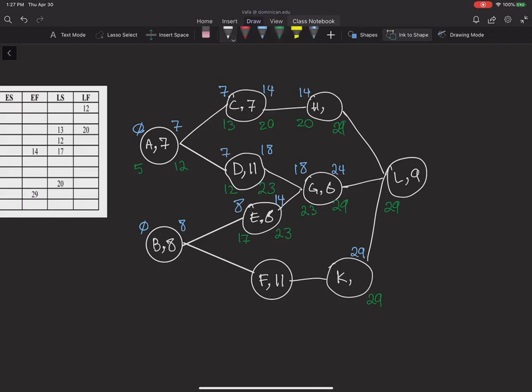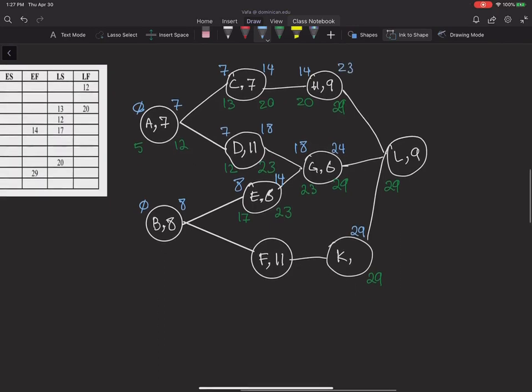First of all, let's take a look at H. Late start is 20, late finish is 29, meaning that the duration is 9. Now that I have the duration, it means that I can find the early finish. 14 plus 9 gives me 23.